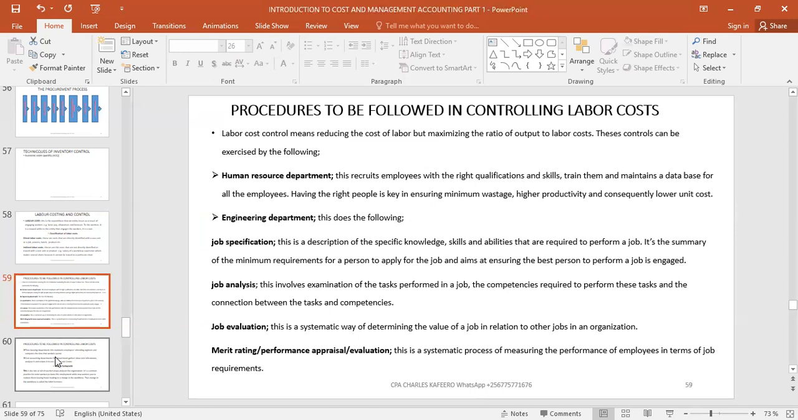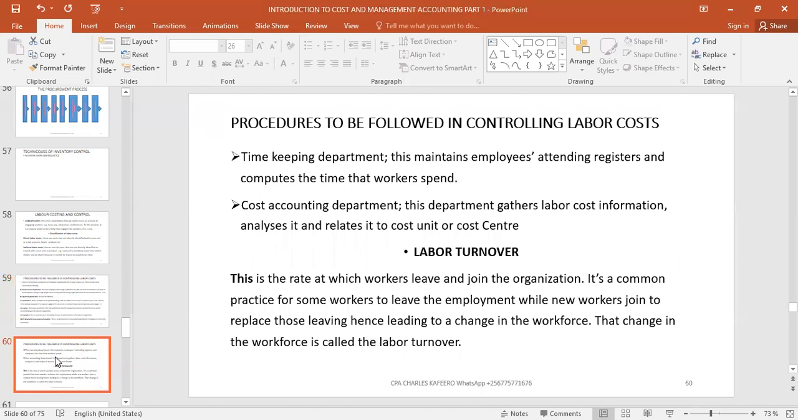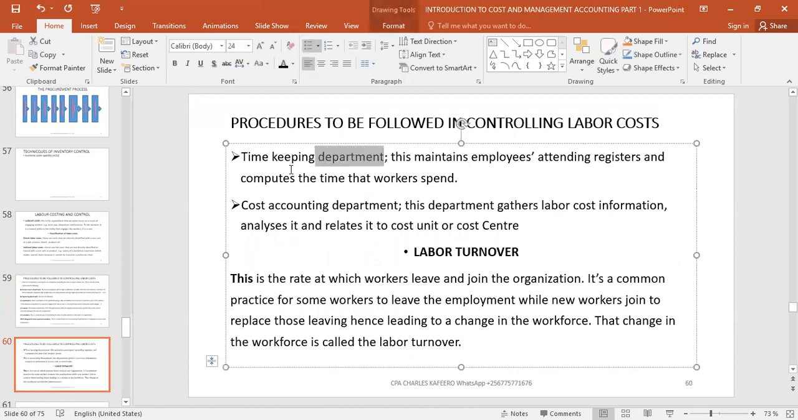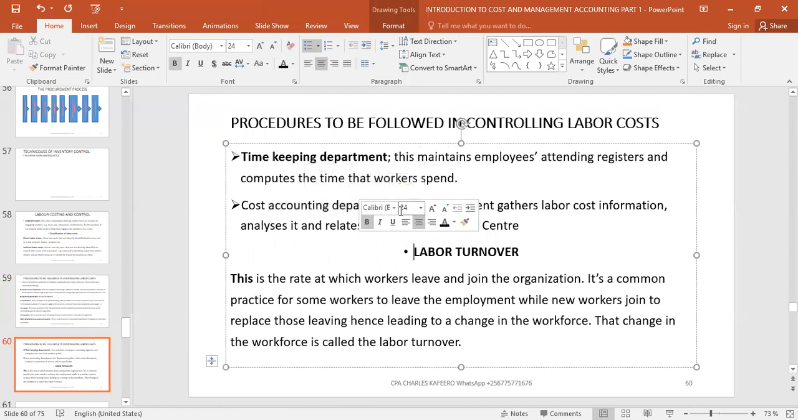So allow me to proceed to the next department. The next department, as far as controlling cost is concerned, is the timekeeping department. The timekeeping department is very important in an organization. The reason we need this timekeeping department is that we want to avoid the abnormal idle time that may be created by the employees.